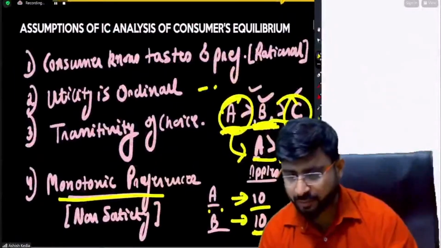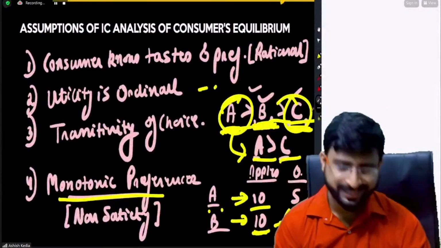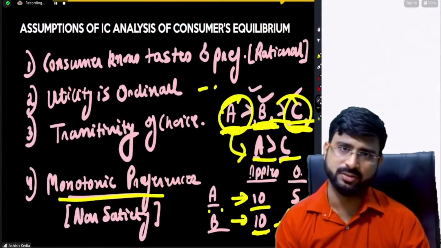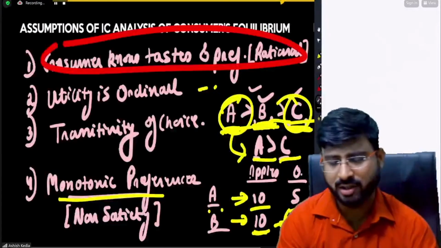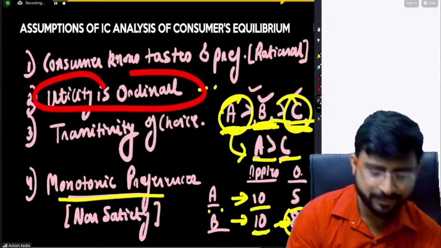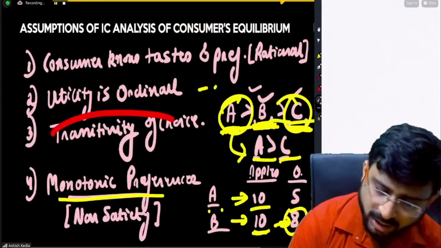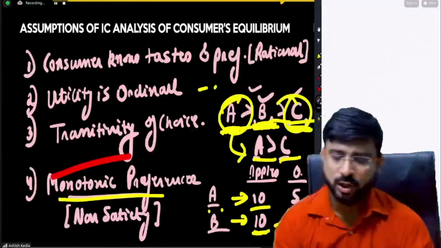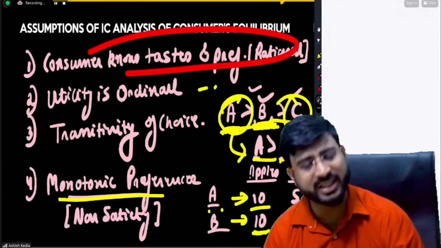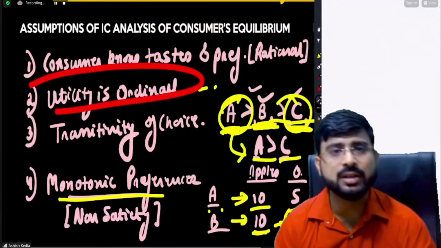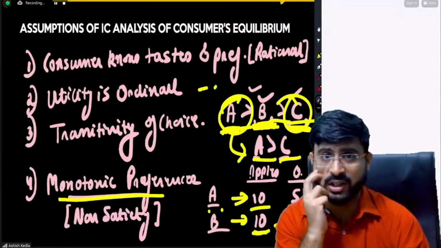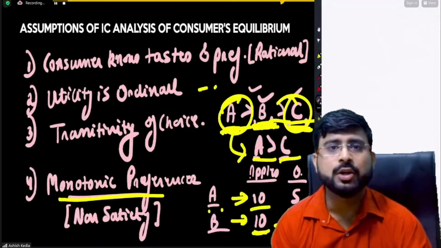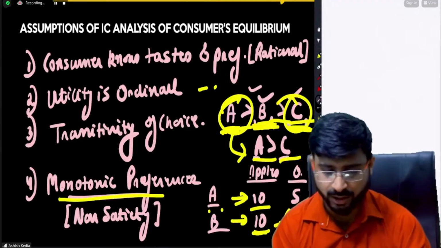So, what are the assumptions of indifference curve analysis? Number one, consumer knows their tastes and preferences. Number two, utility is ordinal. Number three, transitivity of choice. And number four, monotonic preferences. Consumer knows tastes and preferences means rational consumer. Utility is ordinal means you cannot measure utility. You can rank, arrange, and order, but you cannot measure or value it.